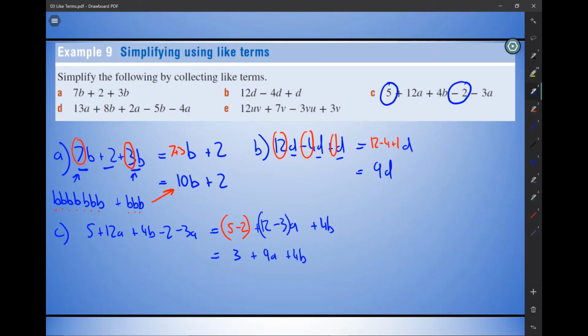So I would like you guys to have a go at D and E. And I will quickly write down the answers for you to come and have a look at after you've attempted them yourself.